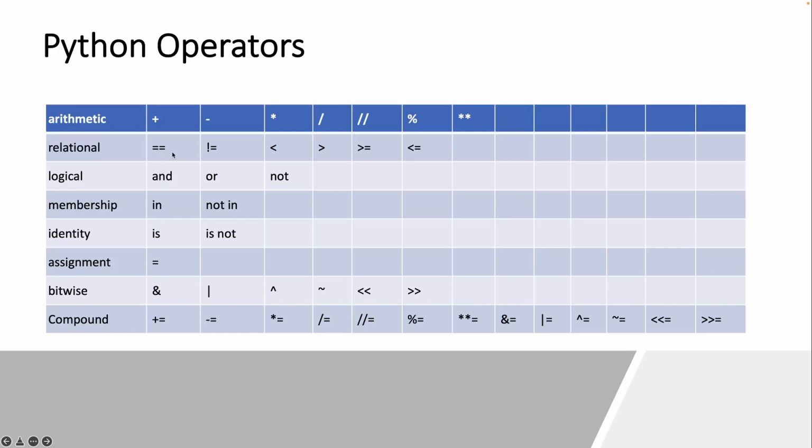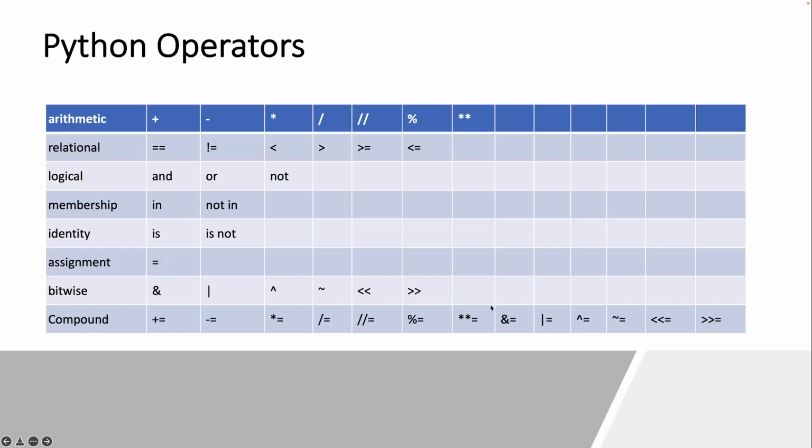So for equal to, we are using double equal to, okay? So bang equal to means not equal to. Less than, greater than, equal to, less than or equal to. So we have logical operators and, or, not, membership operator in, not in, identity is, is not, assignment. We know this already. You have been using this to assign some value to the variable.